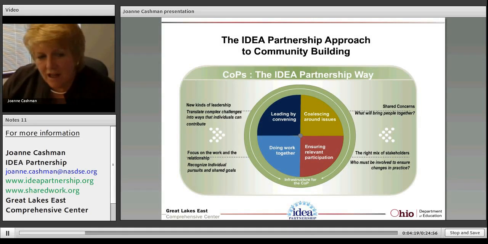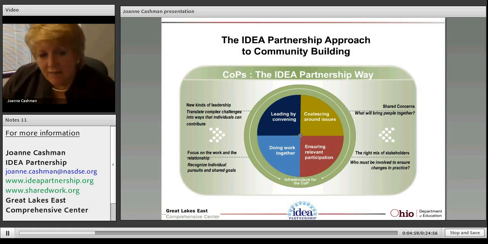So let's take a look at what we have here. After 10 years of doing this work, we call this the IDA partnership way, because we acknowledge that there are multiple ways to build communities of practice. The communities of practice that we organize are called communities of practice for strategic advantage. In other words, they involve sharing, but they are about people coming together to create a difference in practice, a better way to do something together, with a focus on the multiple roles that can actually achieve that difference in practice and sustain it.